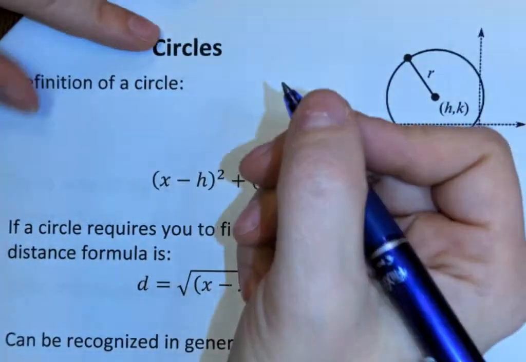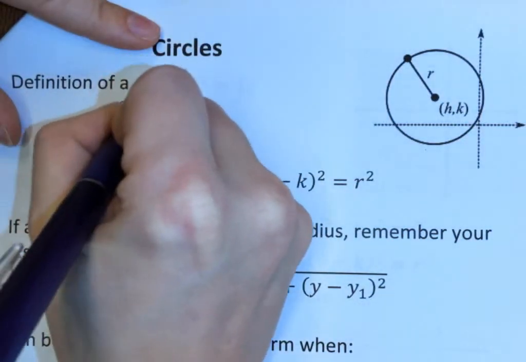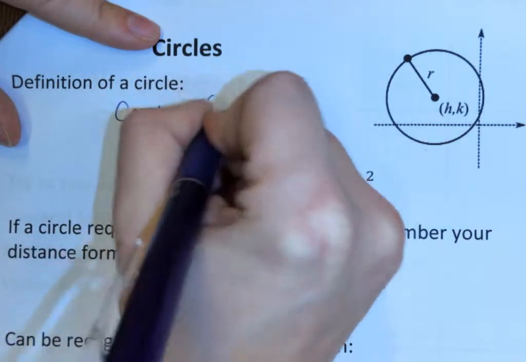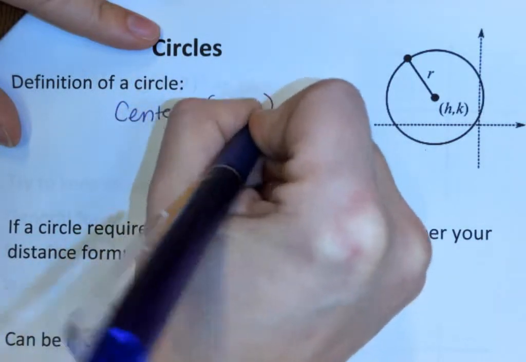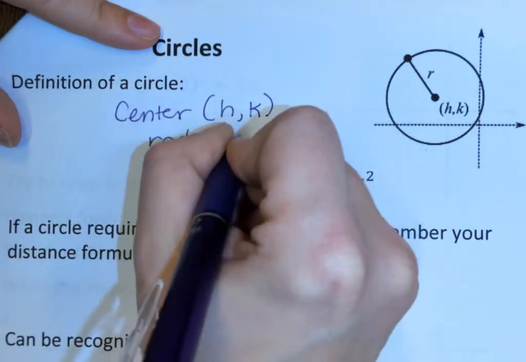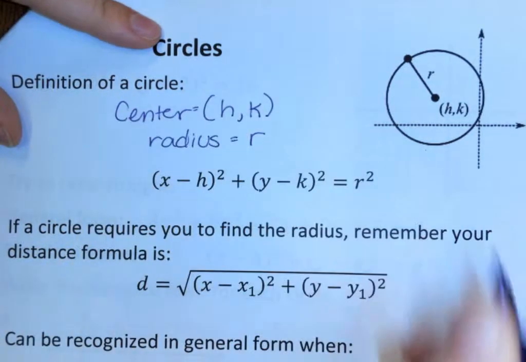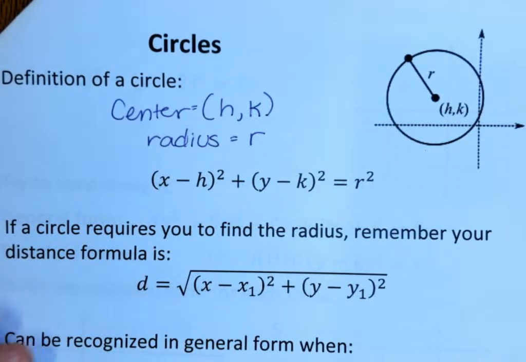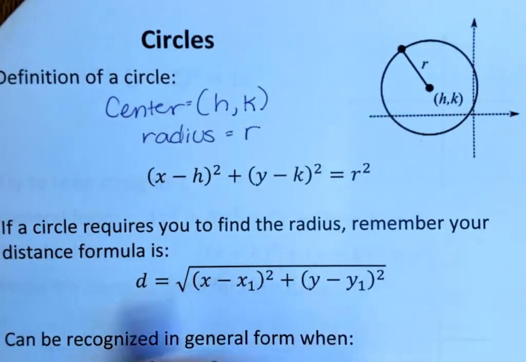For a circle, if I have a center at h comma k, and I have a radius of r, I can write the equation of my circle this way.